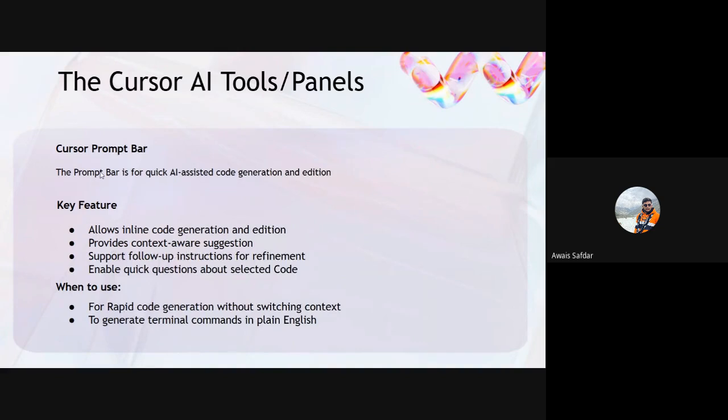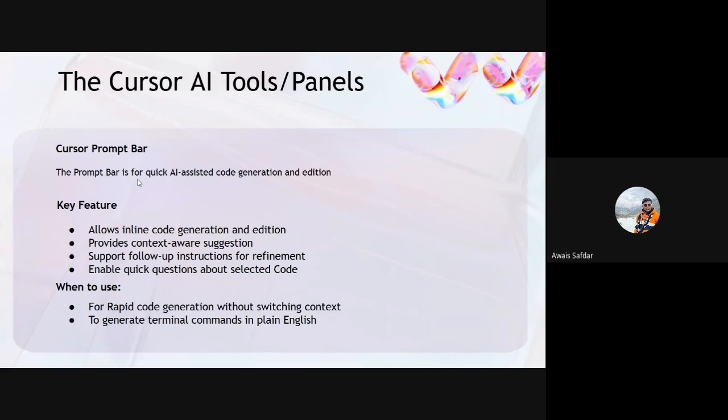Okay, the next most used tool or panel is the Cursor prompt bar, where we can directly chat with our code base. What do we mean by directly chatting with our code base? You will see our code base files on the left side, and on the right side there will be a chat window where you can directly ask Cursor what the domain of this project is, what the specification is, or what technologies the project has.